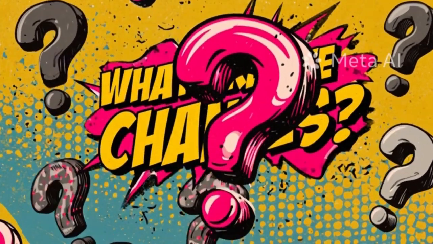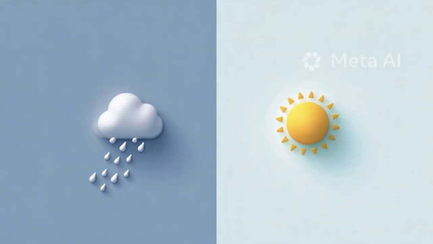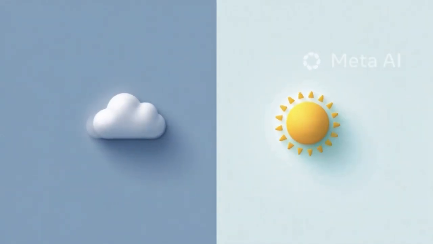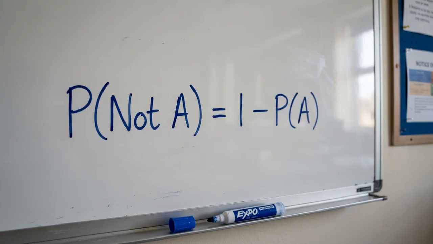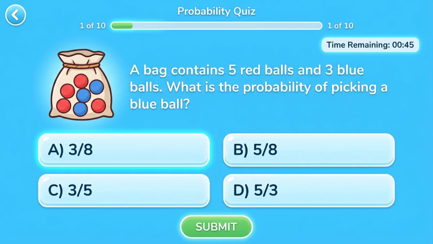For example, if there's a 30% chance of rain today, then the probability that it won't rain is 70%. Simply subtract from 100%. Let's test your knowledge.